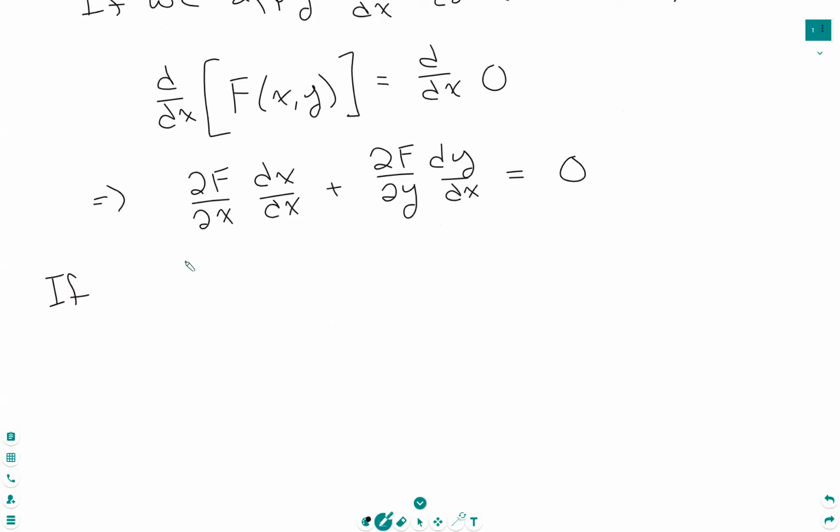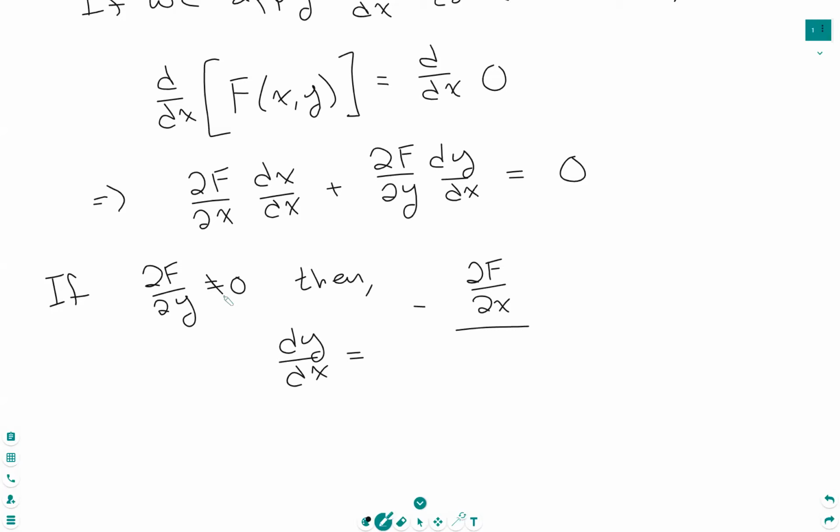But if partial F, partial y does not equal 0, then what we can do is solve for dy dx as negative partial capital F, partial x, over partial capital F, partial y. Or we can just write that a little bit more compactly.